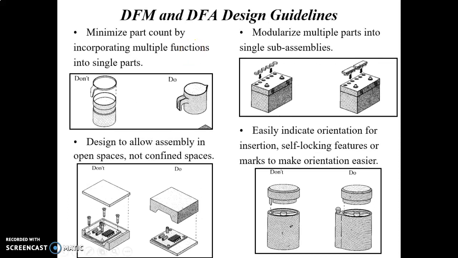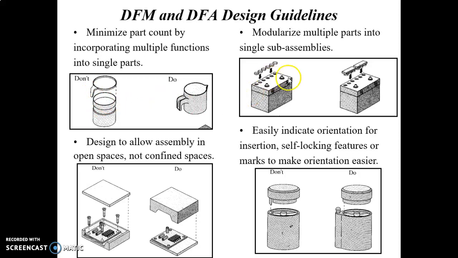Okay, look at the first DFM and DFA guideline. First, minimize part count by incorporating multiple functions into single parts. So look at this figure. Several parts could be fabricated using different manufacturing processes. So look at this part. It uses a different fabrication method. Ask yourself if a part function can be performed by a neighboring part. So this one uses only one fabrication process. Okay, for this one, it uses two. So avoid this one.